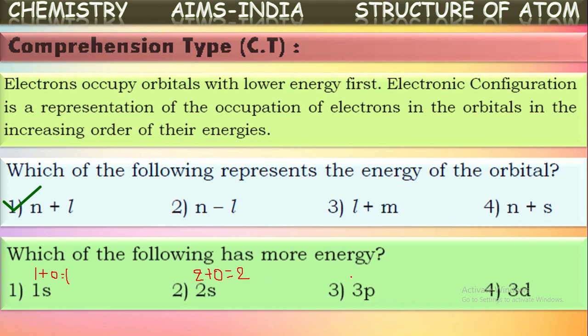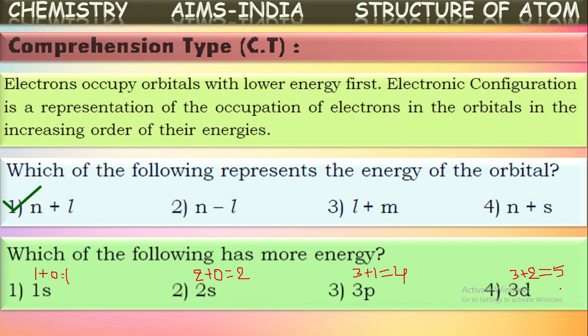What about the third one? The n value is 3. The l value is 1 because it is a p subshell. In total it becomes 4. And for the last one, the n value is 3 and the l value is 2 because it is a d subshell. For a d subshell, the azimuthal quantum number value is 2. In total it becomes 5. So which orbital has the greater n plus l value? The same orbital is said to have greater energy also.